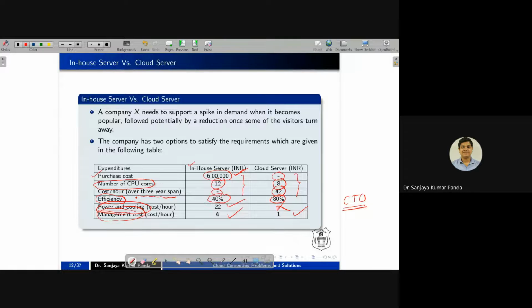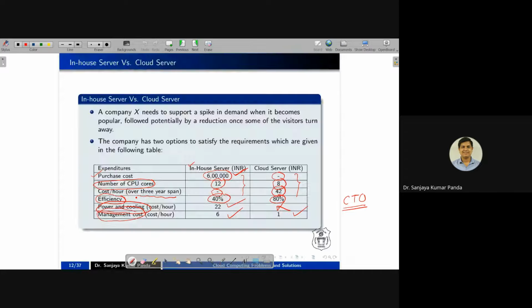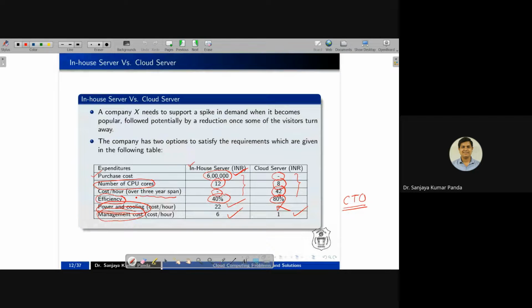Now there are certain questions based on this estimate. The first question says: calculate the price of a core hour, because I told you there are 12 cores in the in-house server and 8 cores in the cloud server. So you have to calculate the price of a core hour on the in-house server and the cloud server, for both options. That is core hour. It is not cost per hour. I have shown you some values with respect to cost per hour, but here you have to calculate per core hour. Right? That is the first question.